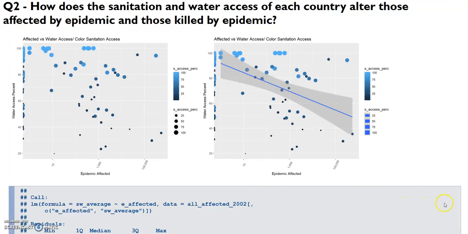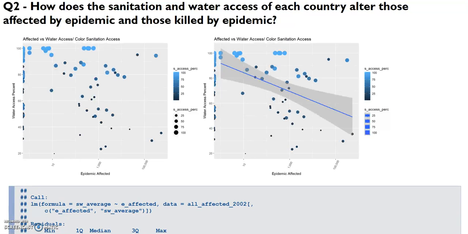All right, so question 2. How does the sanitation and water access of each country alter those affected by epidemic and those killed by epidemic? So you can see in our first plot here, water access percent as a function of epidemic affected on the x-axis, with the size of the bubble being the percent access to sanitation.